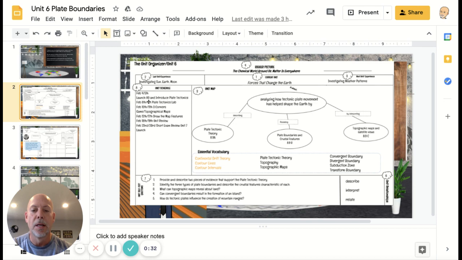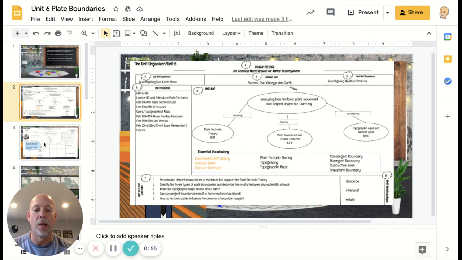Right here is the date that we're working on. And so we're right here. We're still dealing with plate tectonics, all right? And here is dealing with boundaries, all right? So we are going to be talking today more about our plates and how they're formed.